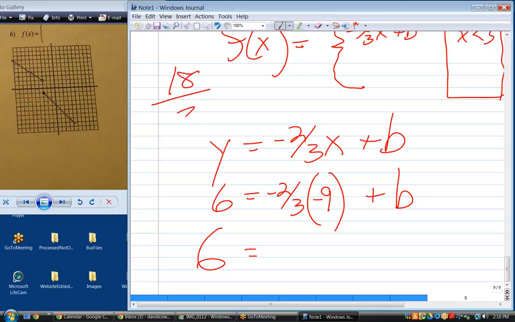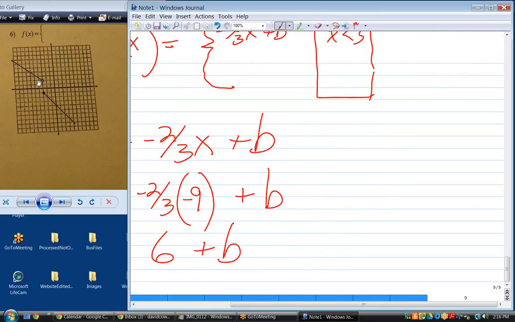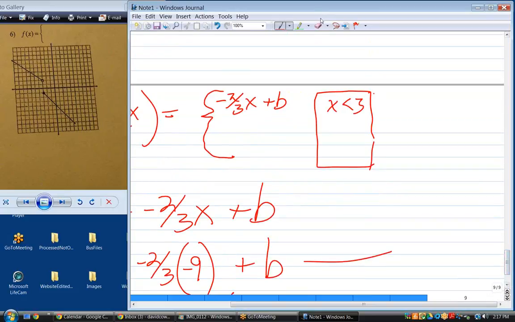What's 18 divided by 3? Would have reduced to 6 over 1, or 6. Now solve for b. So would be equal 0? Correct. So what's my equation that represents that line? Negative 2/3 x plus 0. Correct. So when I go up to here, it's just negative 2/3 x. That is the equation of that line.